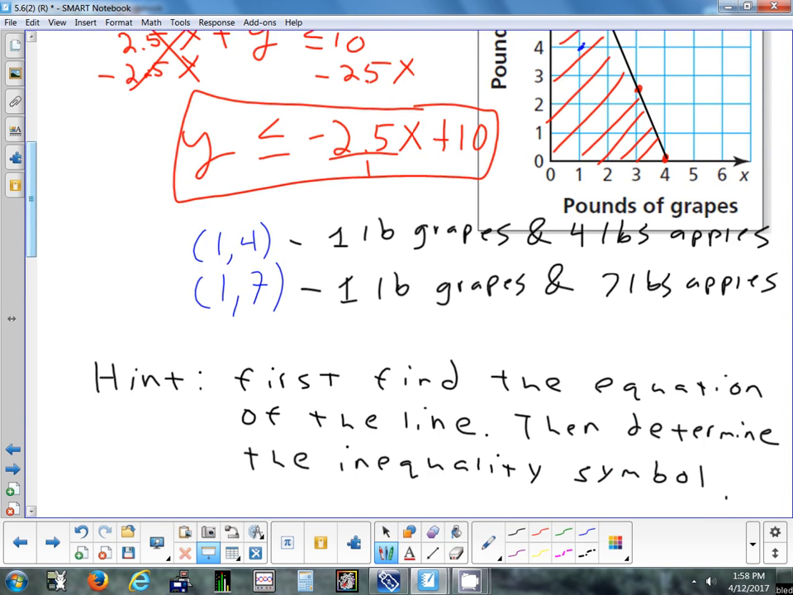Okay, so on the test, I'm going to ask you to pick 2 points, just like that. You can pick any 2 in the shaded area. Just don't pick anything above the shaded area. Then it wouldn't be right.